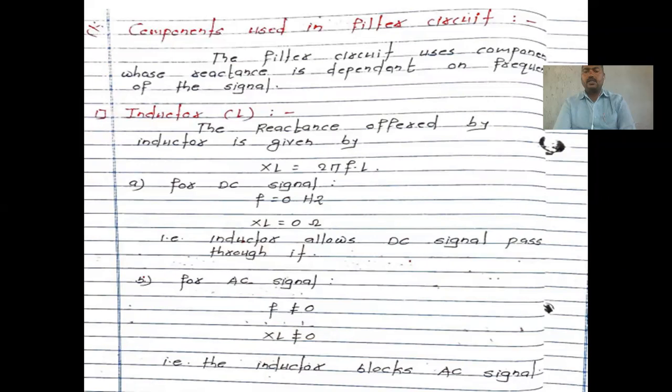Now one of the important things with respect to the inductor: the inductive reactance XL is equal to 2 pi F L. This is the equation for the inductor. Here F indicates the frequency and L indicates the inductance. For DC we have zero frequency, so F is equal to 0, and 2 pi into 0 gives 0.